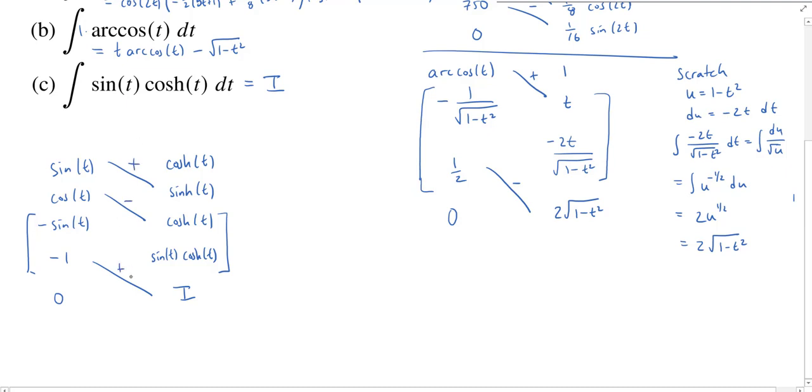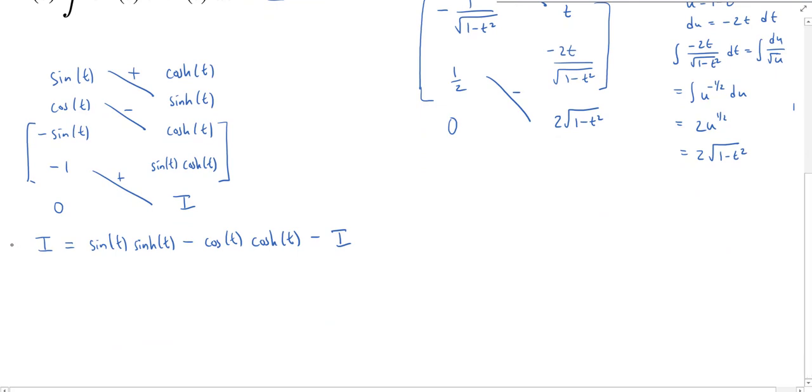Plus, minus, plus. And so what do we conclude our I is equal to? Well, let's see. We get sine of t times sinh of t, minus cos times cosh, minus 1 times I. So, okay, so minus I. All right, and so the way the I trick works, we can add I to both sides. And so we'll get 2I is equal to, well, this other stuff, right? I can quickly copy it. Sine times sinh minus cosine times cosh.